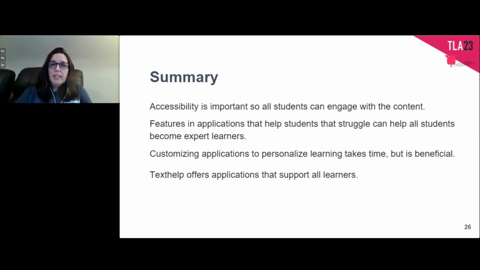So in summary, I think accessibility is important so all students can engage with the content. Features and applications that help students that struggle can help all students become expert learners. Customizing applications to personalized learning takes time, but it really is beneficial if you give everyone 5 minutes, and we're going to go through the voices and see what helps students. And then Text Help offers applications that support all learners.